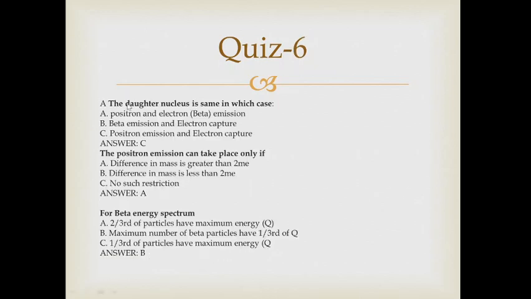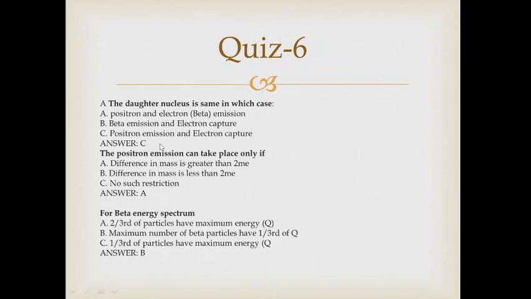Okay, then we go to quiz 6. The daughter nucleus is same in which case? Positron and electron emission, beta emission and electron capture, or positron emission and electron capture? The answer is positron emission and electron capture. In both cases, the daughter nucleus is the same.